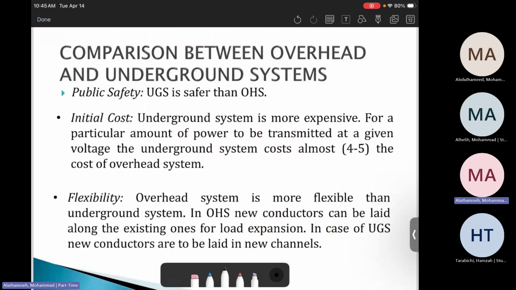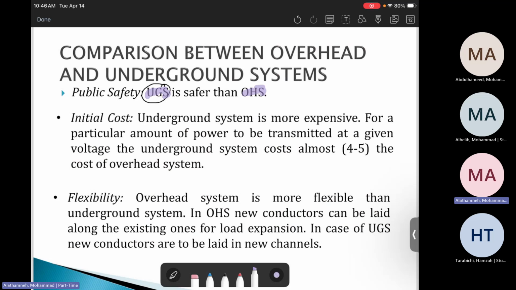Now, let's talk about the comparison between overhead and underground systems. Related to the safety, underground system, we call it UGS. Overhead, we call it OHS. Related to the safety, underground is way safer than the overhead. The overhead threatens the people around us because if, for example, there's a car accident or if you're doing construction under the power lines, it will be damaged, or you will be electrocuted, I'm sorry. So of course, underground is safer.